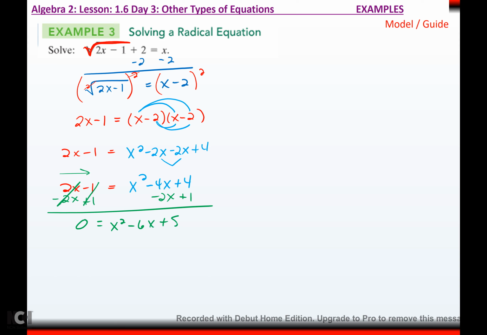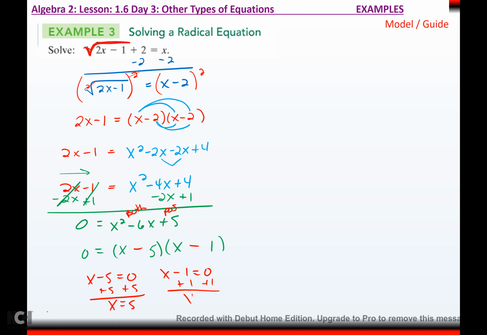Now I've got a quadratic equation, so I can either do factoring or quadratic formula. I'm trying factoring. A is 1. It should be an easy one if it's not prime. Factors of 5 that make 6 would be 5 and 1. Since C is positive, then they both get the middle sign, which is minus. So then when I set them to 0, x minus 5 equals 0, x minus 1 equals 0, add 5, I get x equals 5, add 1, I get x equals 1. So my solutions are 5 and 1 unless they're bad answers.